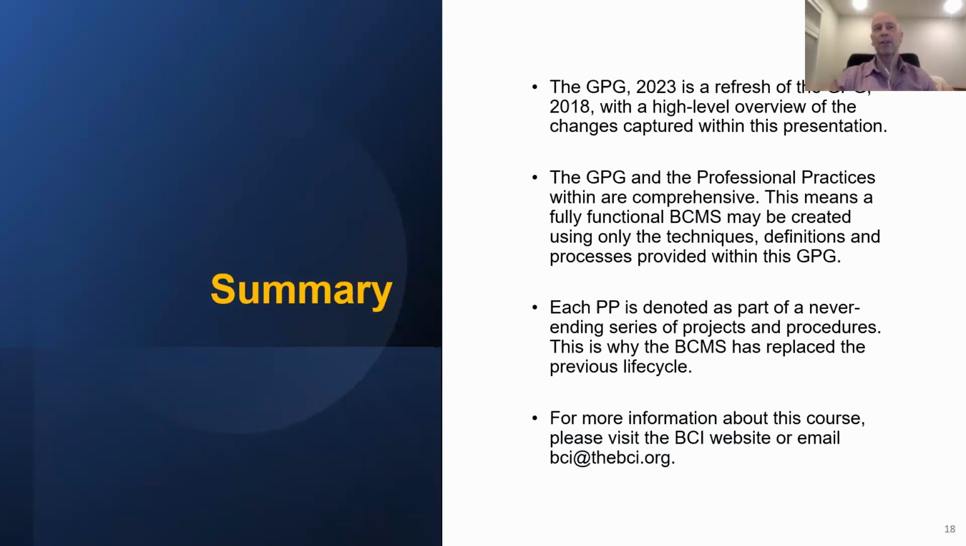So we talk about business continuity management system, and again, that takes some subconscious thinking in relation to what we talk about the business continuity management system as opposed to using the term the lifecycle itself. As I say, it doesn't roll off the tongue as easy, and on occasion I do fall back into using the term lifecycle and have to check myself, but I'm sure that will change over time. The third point is that each professional practice is denoted as part of a never-ending series. So it's a set of projects, procedures, programs, depending on the size of the organization. And that's why business continuity has replaced the term the life cycle. So BCMS is the new terminology.